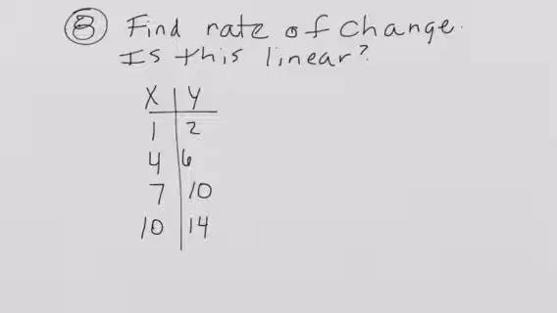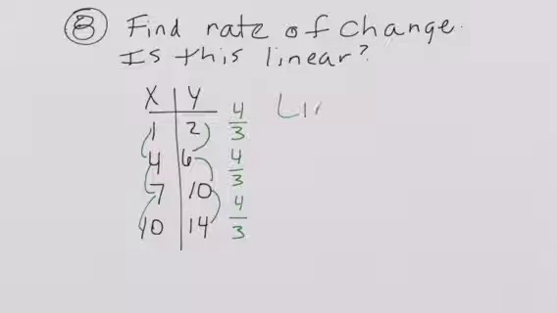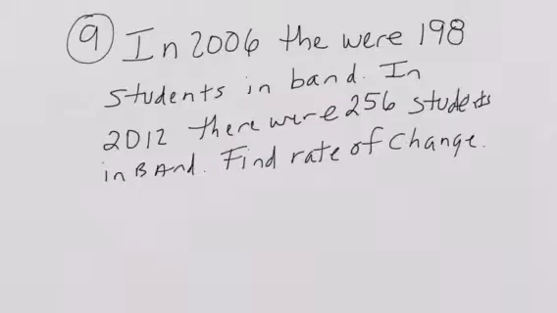The rate of change, and is this linear? So we're going to go from 2 to 6, which is 4, and 1 to 4, which is 3. And then we're going to go 6 to 10, which is 4, 4 to 7, which is 3, 10 to 14, which is 4, 7 to 10, which is 3. All of the rates of change, the constant rate of change, are the same, so that makes it linear.